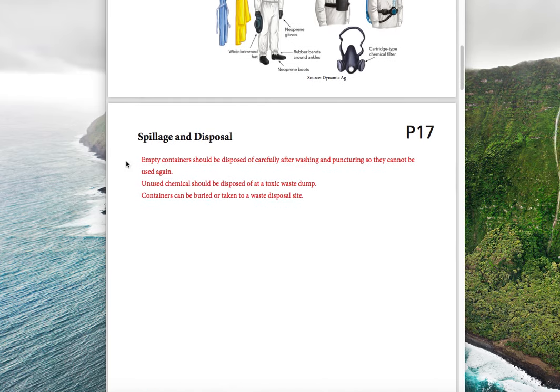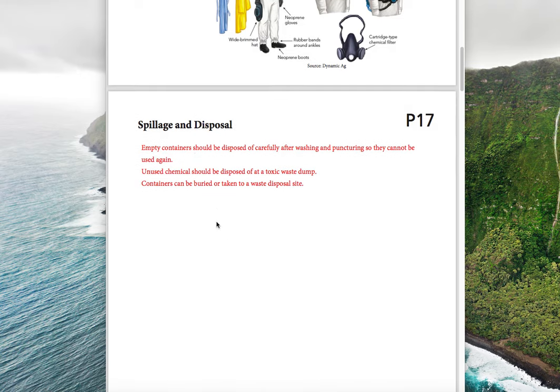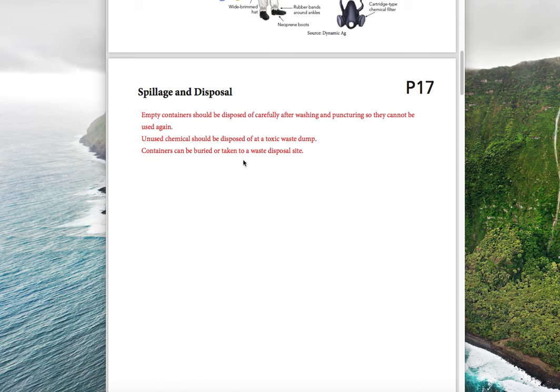And in terms of spillage and disposal, empty containers should be disposed of carefully after washing and puncturing them so that they can't be used again. Unused chemicals should be disposed of at a toxic waste dump, and containers can be buried or taken to a waste disposal site.